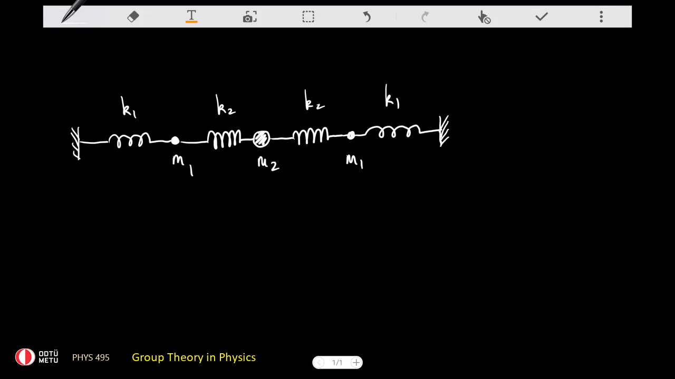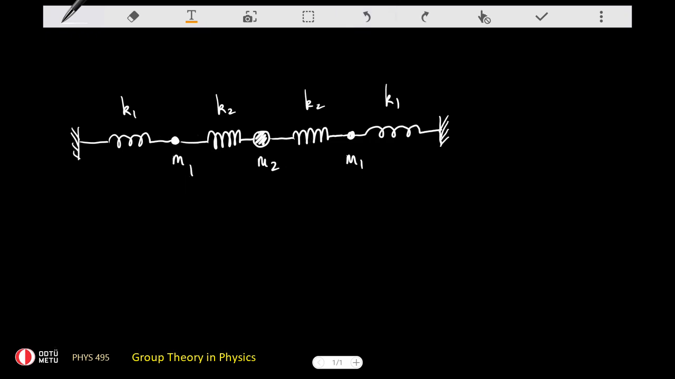Let's quickly go over this triple oscillator. This is just a simple extension of the previous problem of the double oscillator. So we have the same symmetry group in here. Basically we have just a reflection symmetry, but this time the mass of the middle object is different than these two objects.